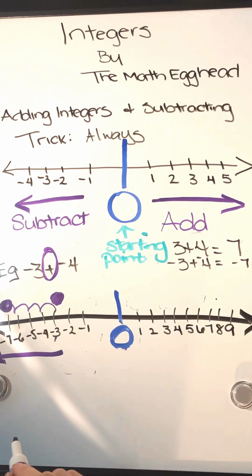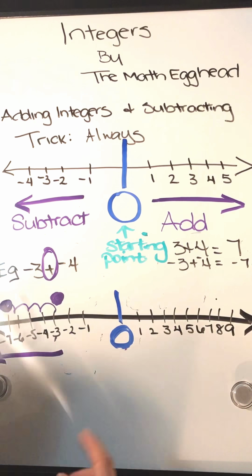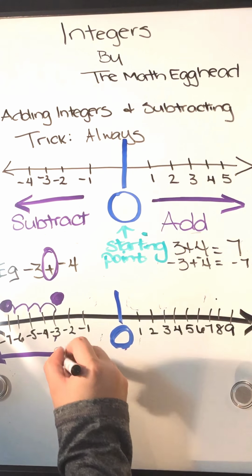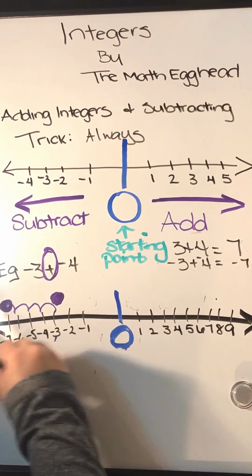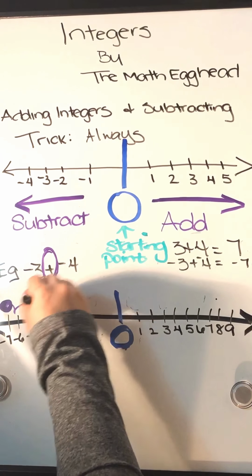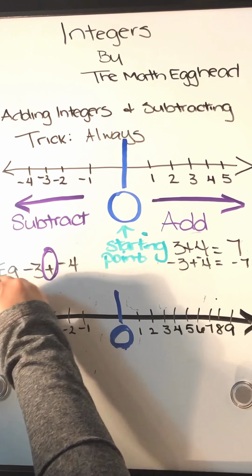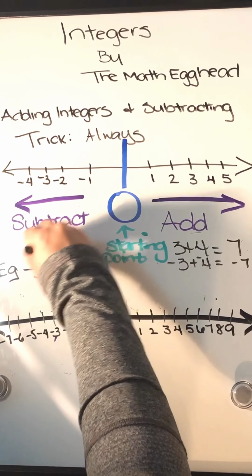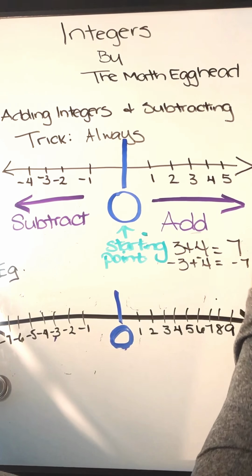Remember, always look at what you're doing. Are you subtracting or are you adding? Right now, we are just adding. So read the problem from left to right. Negative 3 plus a negative 4. We know when we're adding a negative number, we're going to the left.